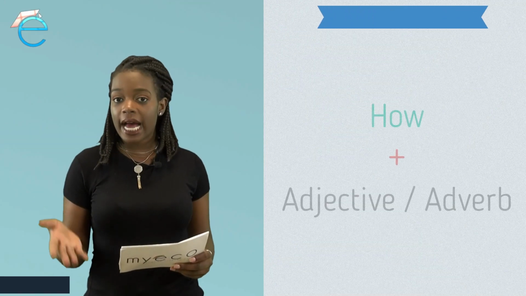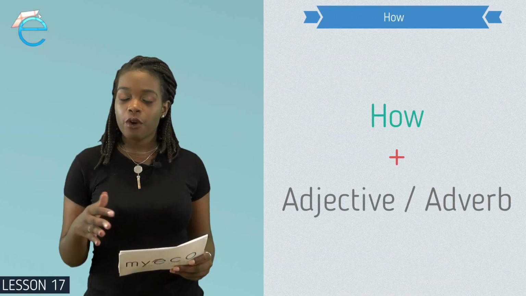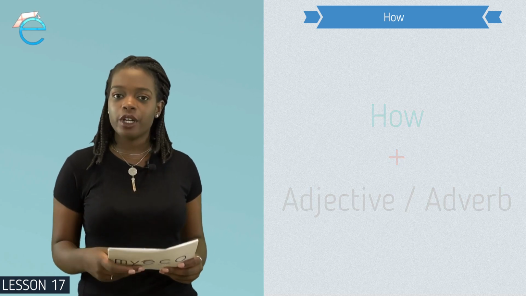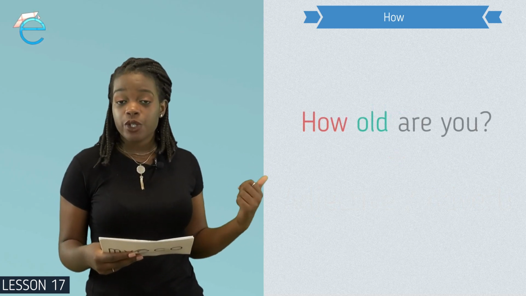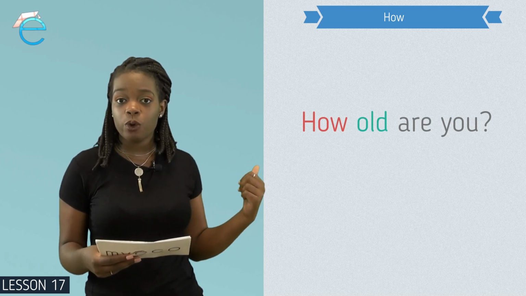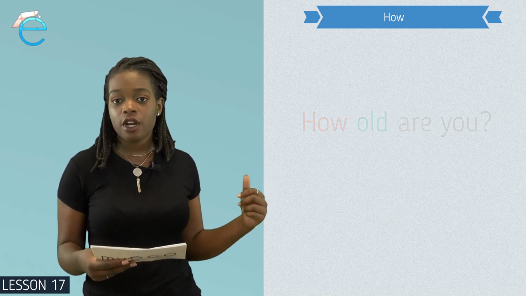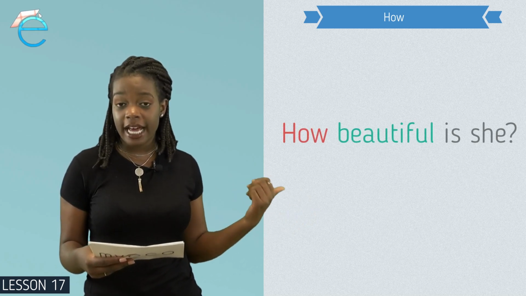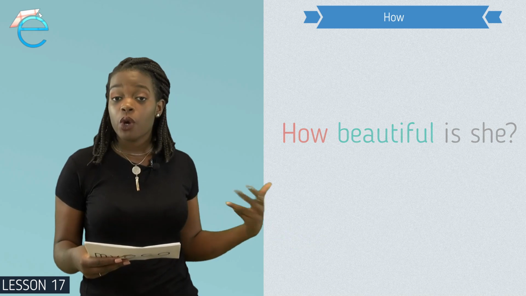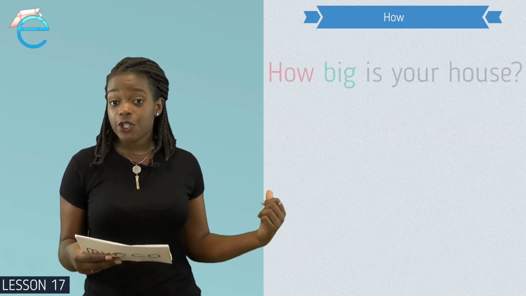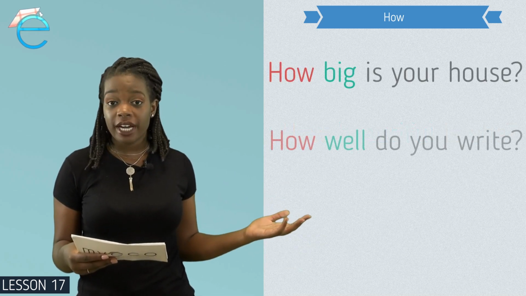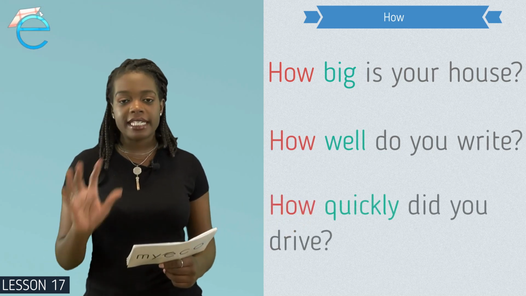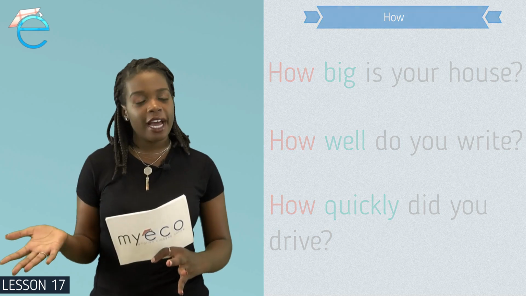We can also use how plus an adjective or an adverb. This changes the meaning slightly. Let's have a look. How old are you? So here we have how plus old, which is our adjective. Or how beautiful is she? Here we have how plus an adjective again, beautiful. We can also ask, how big is your house? How well do you write? And how quickly did you drive? So here all we can see is how plus an adjective or an adverb.